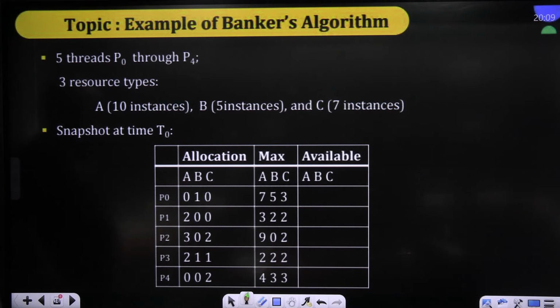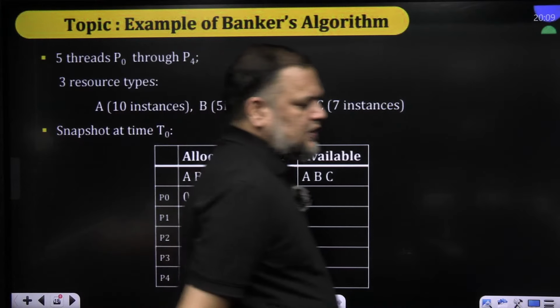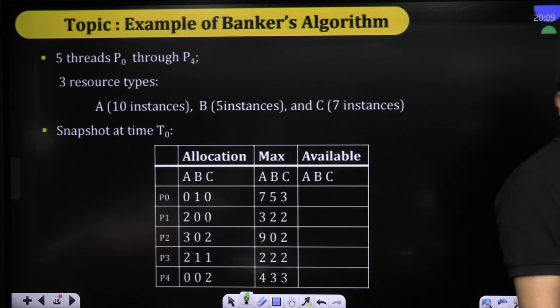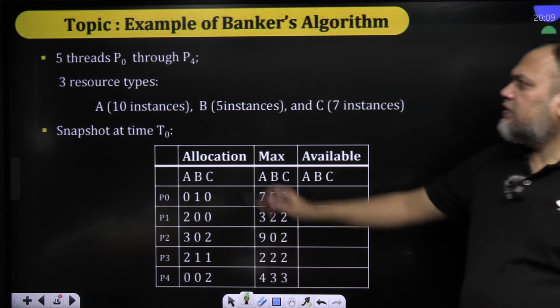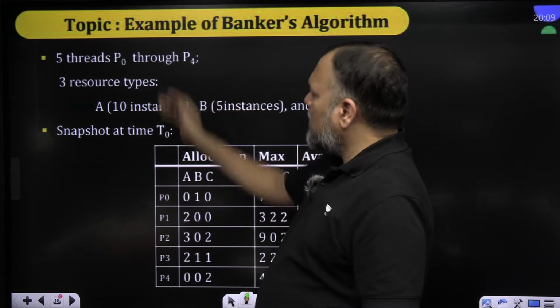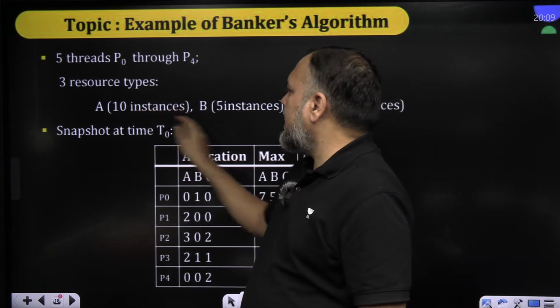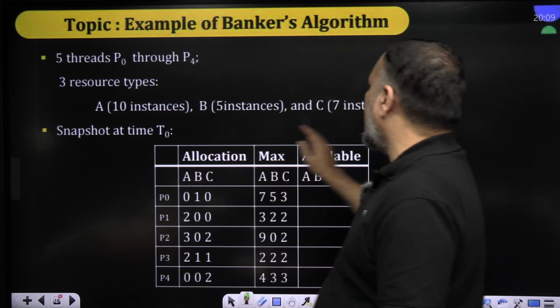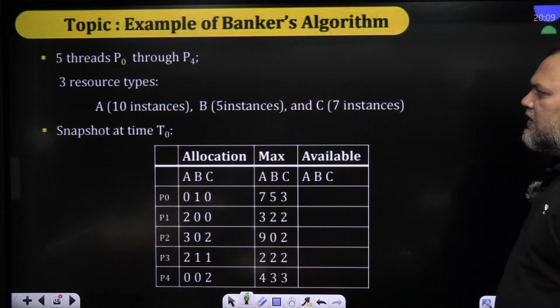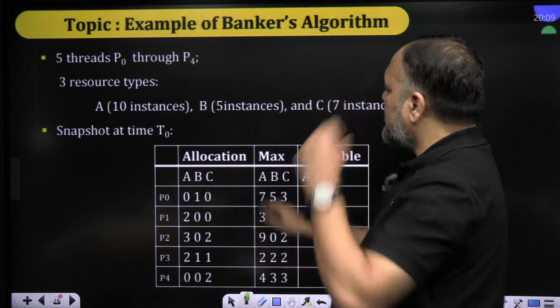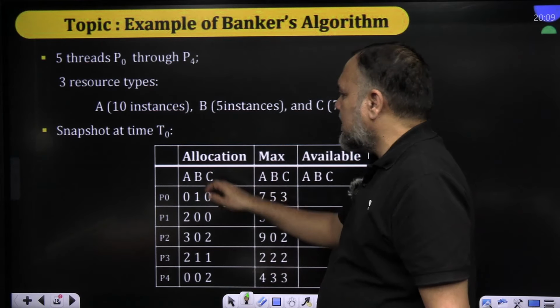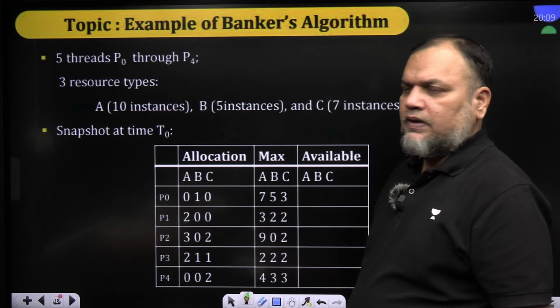Like for example, this is the data set. Look at this data set. I have 5 threads P0 to P4, or you can say 5 processes P0 to P4. There are 3 resource types A, B, C. A has 10 copies, B has 5 copies, C has 7 copies. The snapshot at time T0 is this is the maximum demand of all the processes. This is the current allocation and this is available.